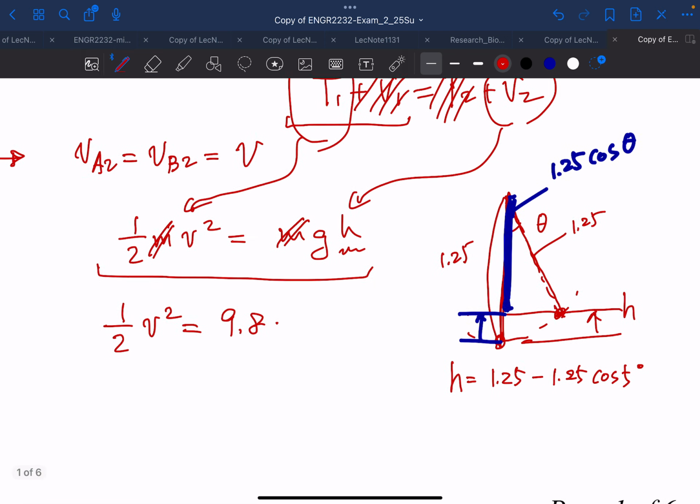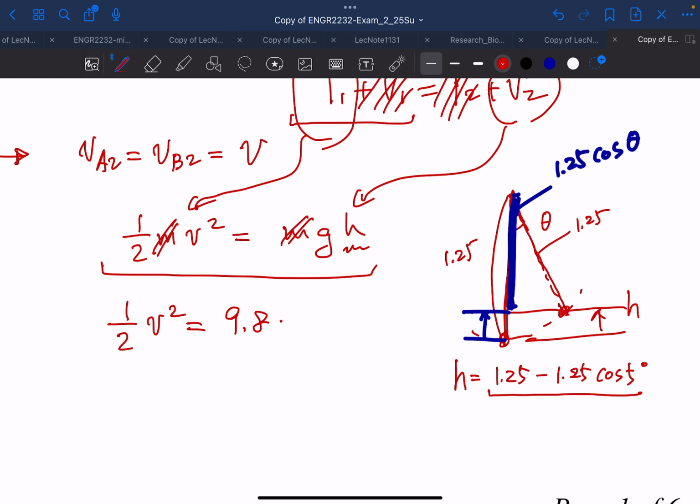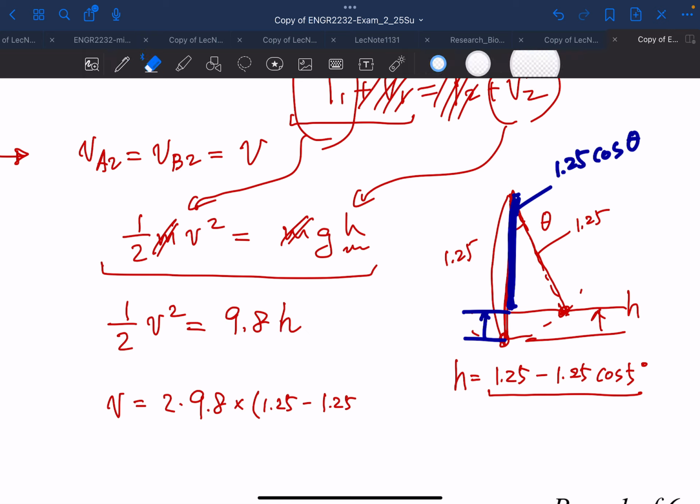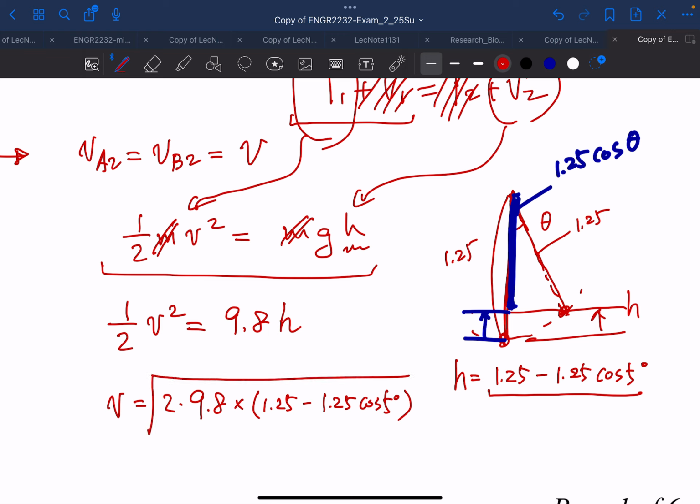Okay, so if we plug this number in here for h, then v is going to be 2 times 9.8 times that h, 1.25 minus 1.25 cosine 5 degrees, right? And you can just put a square root like that. And if my math was correct, we get, what do I get?